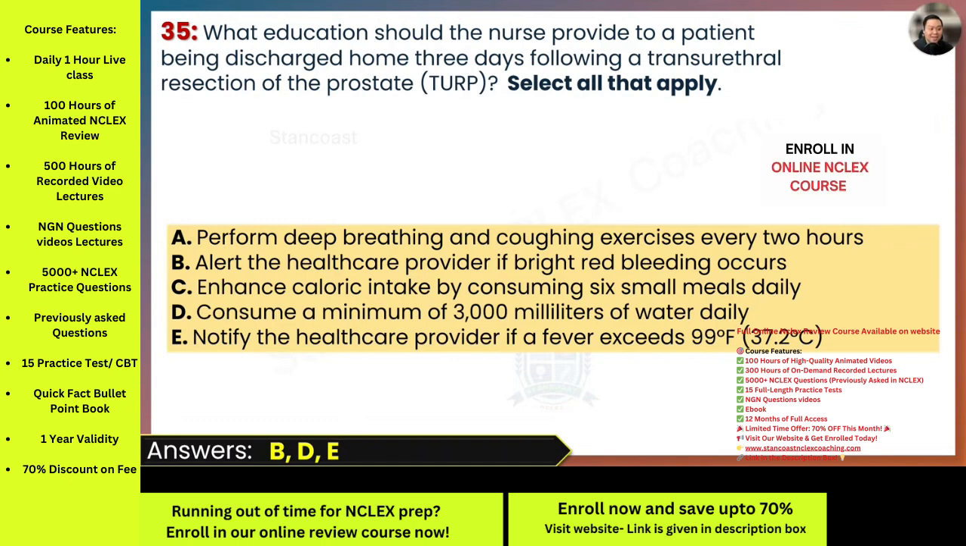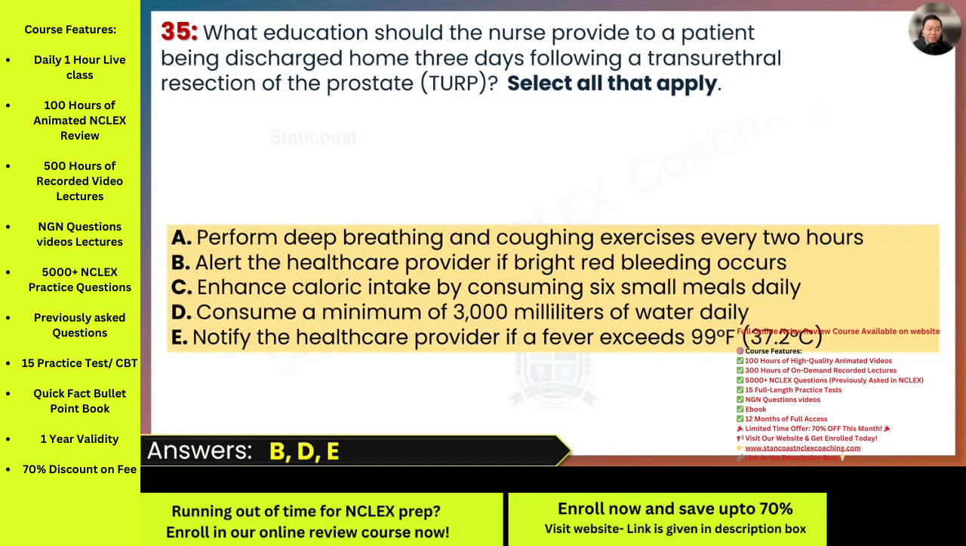Now, for letter C, enhance caloric intake by consuming 6 small meals daily. This is incorrect because there's no specific need for a special diet after a TURP. And the patient doesn't really face a nutritional deficiency or need to consume 6 small meals daily. And most patients are going to be advised to resume a normal diet as tolerated, with a focus on maintaining adequate nutrition and hydration. And they don't need to alter the number of their meals per day.